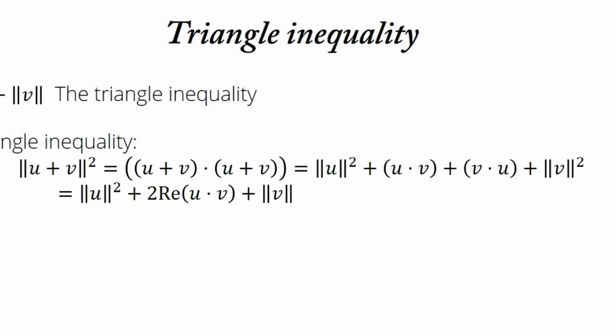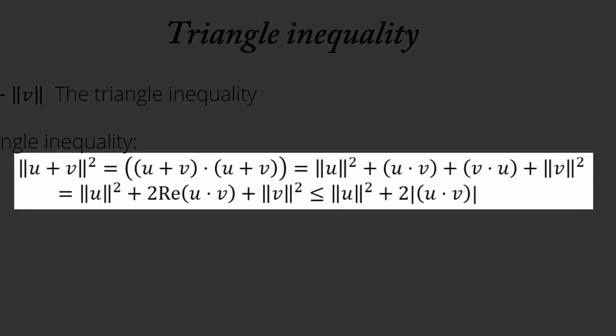And then if I look at the fact that u dot v plus v dot u is the complex conjugate of u dot v. If I have a number plus its complex conjugate, that's equal to twice the real part of that number. And so it's equal to norm of u squared plus twice the real part of the scalar product of u dot v plus norm of v squared.